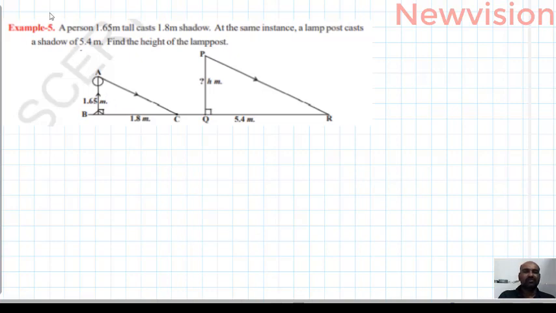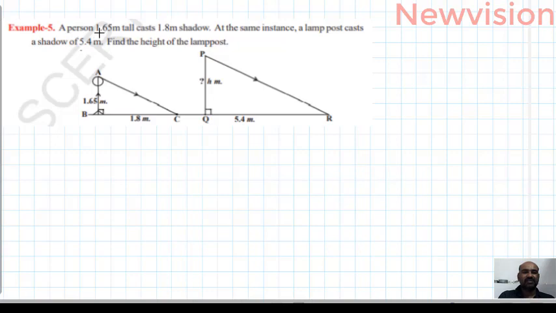Okay, so last class I explained about AAA similarity and its corollary, the AA corollary. So first of all I want to explain two problems based on AAA similarity. This is our first problem, example 5 in our book.